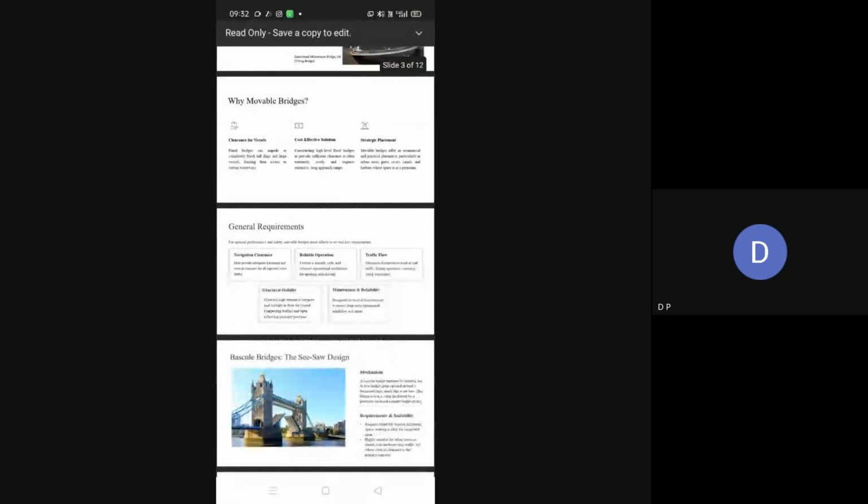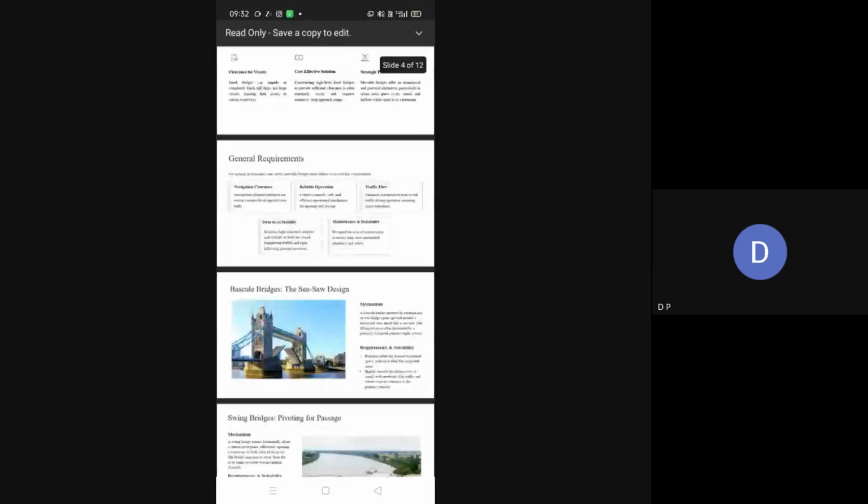Why movable bridges? Clearance for vessels, cost-effective solution, strategic placement. General requirements: navigation clearance must provide adequate horizontal and vertical clearance for all expected water traffic. Reliable operation features a smooth, safe, and efficient mechanism for opening and closing. Traffic flow: minimize disruption to road or rail traffic during operation, ensuring quick transition.